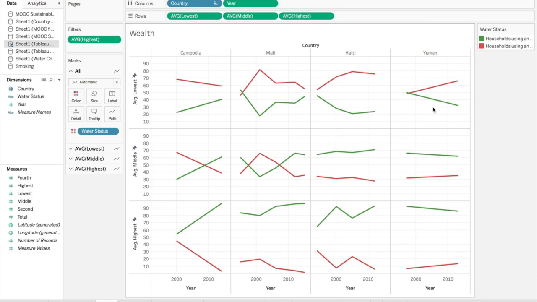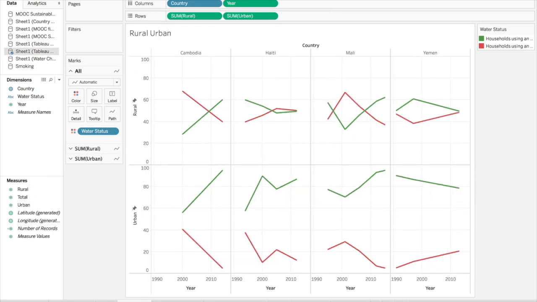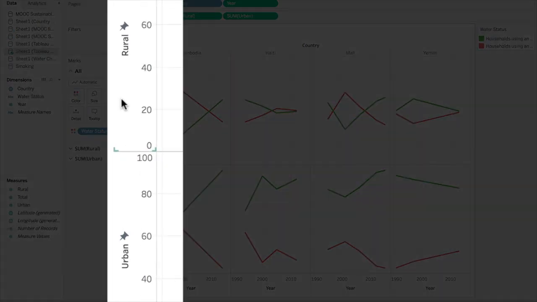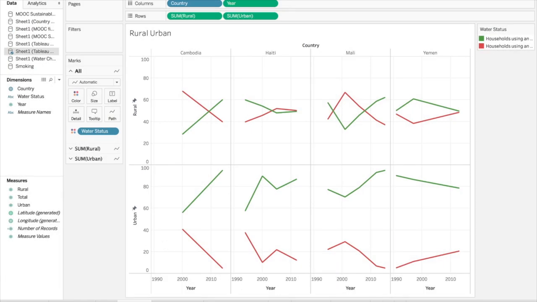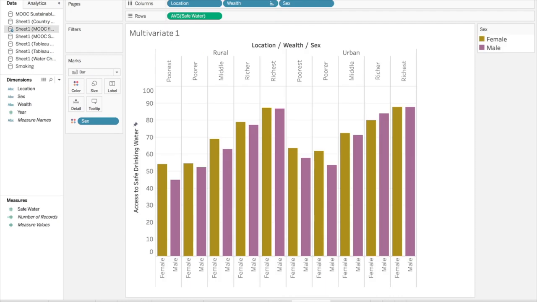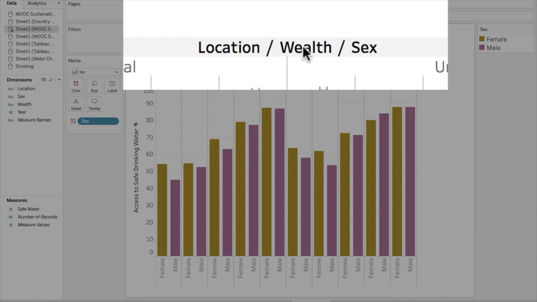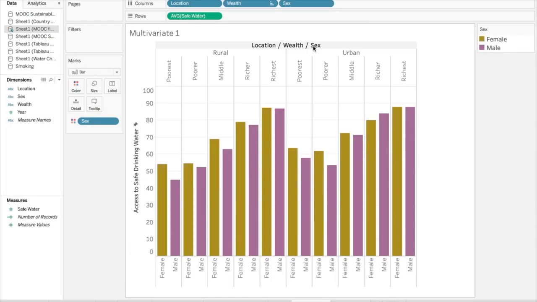We can also go into the DHS data and ask questions about how changes are affected by rural. So these people are now divided by rural and urban, rather than by wealth. Or we can look at many, many variables at the same time. We're now using the DHS data for Cambodia only to look at the intersection between the location, the wealth, and the sex of a person in their likelihood of getting water. This is just an example of how deep you can go with the data to tell the stories.